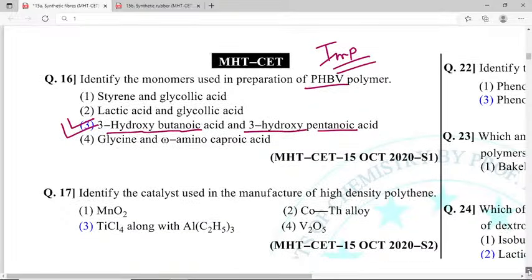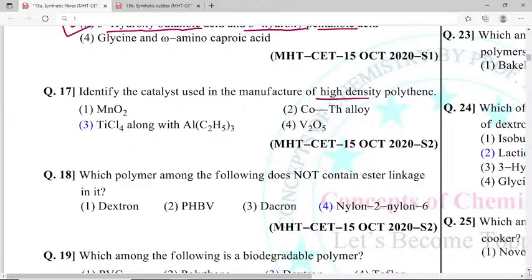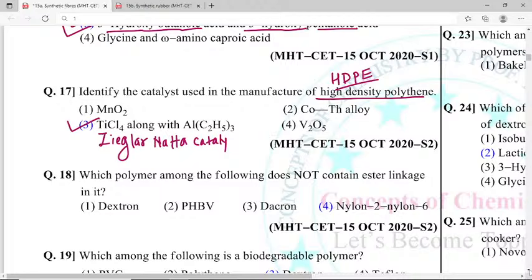Next question. Identify the catalyst used in the manufacture of high density polythene. It is also called HDPE, high density polythene. The answer is titanium tetrachloride and triethyl aluminium, which is called the Ziegler-Natta catalyst. So the Ziegler-Natta catalyst is used for making high density polythene. This is an important question. Please mark it as important.